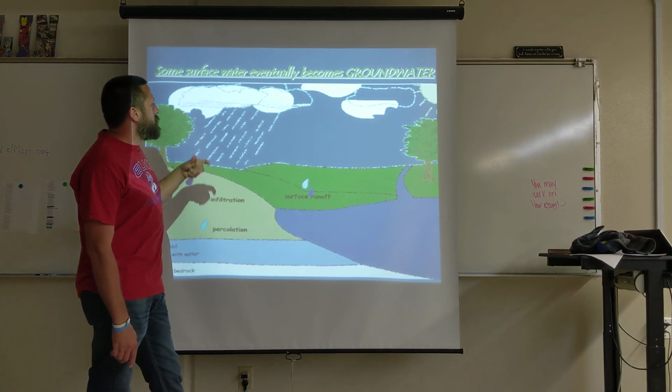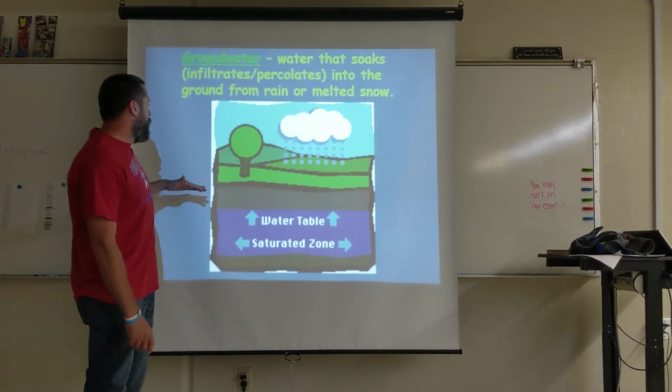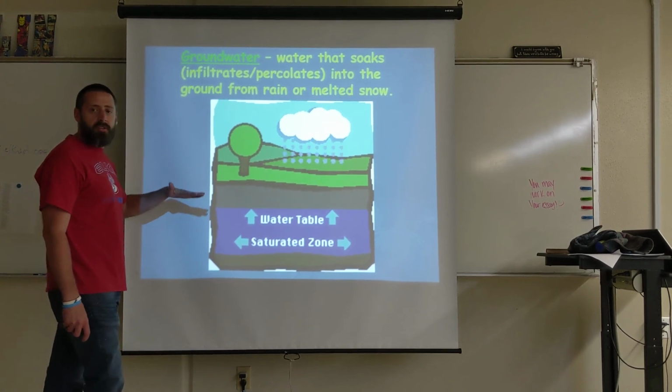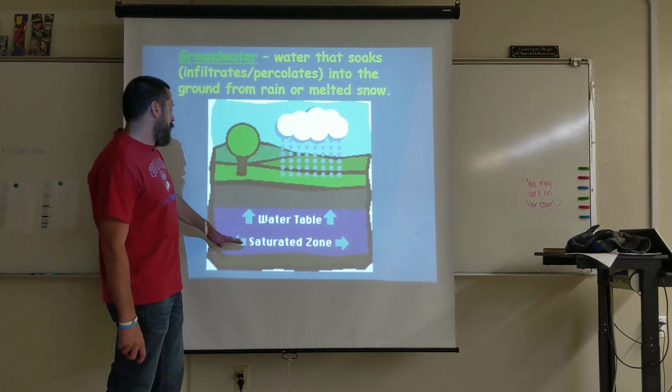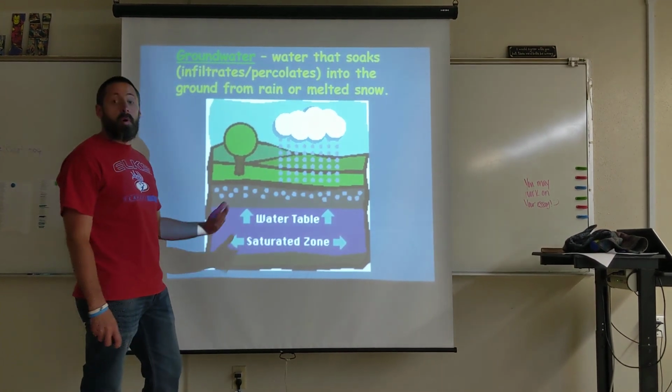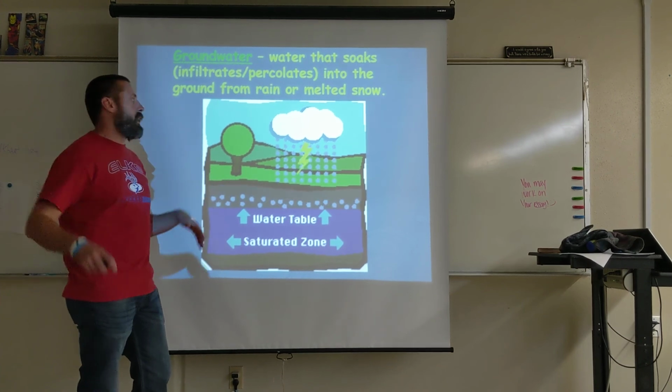Now, your surface water eventually can be absorbed down and go into what's called the water table. That's like your water line that's underground, your saturation zone. So the more rain you get, the higher it may come. That's where you get flooding. It won't evaporate as fast.